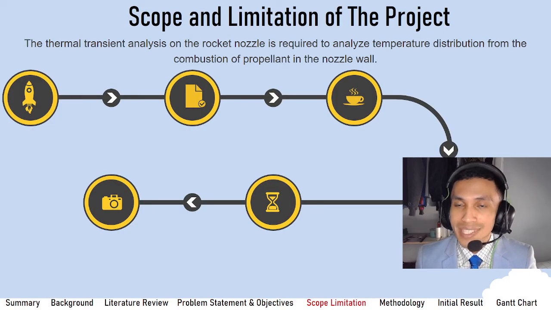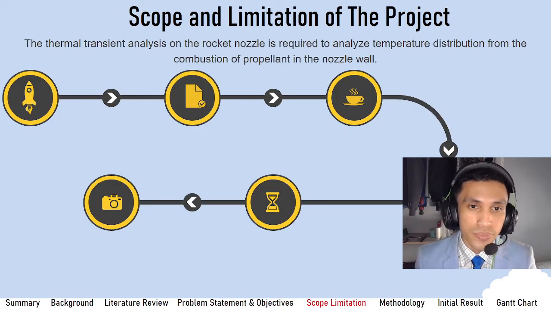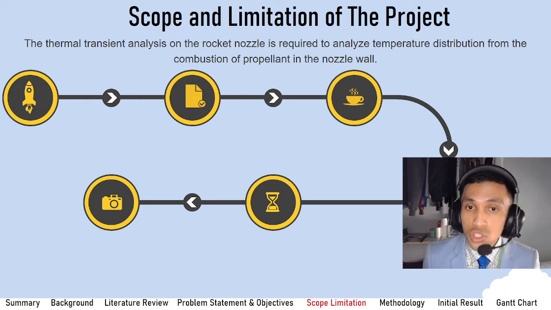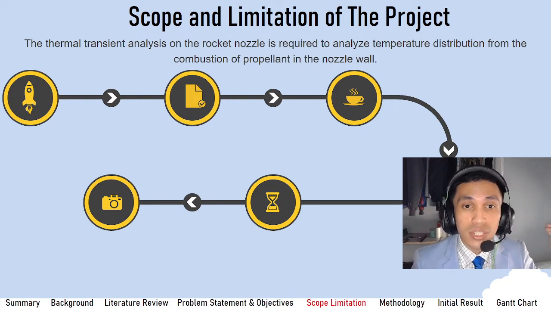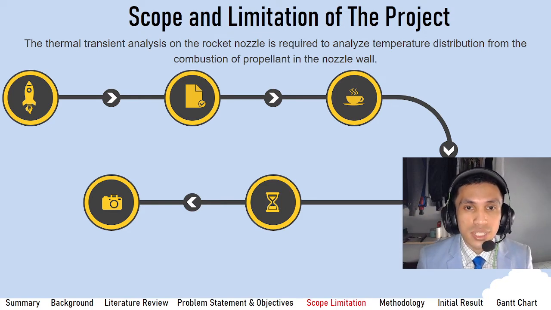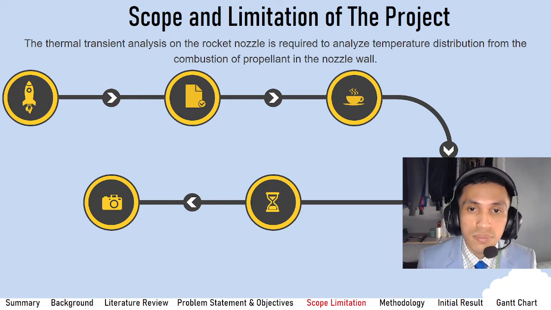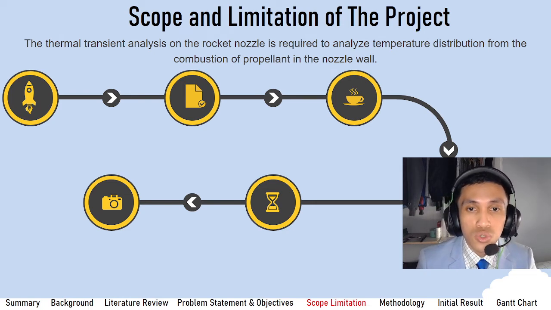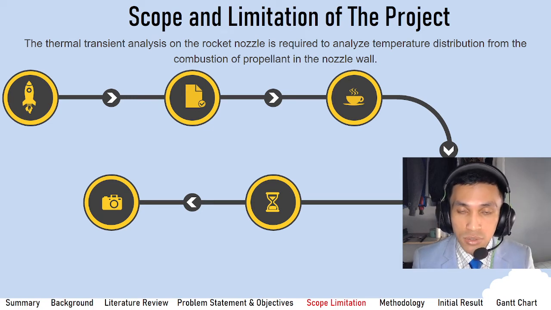Moving on to the scopes and the limitations of the project. All in all, the thermal transient analysis on the rocket nozzle is required to analyze temperature distribution from the combustion of propellant in the nozzle wall. The assumptions made for the analysis were that the heat is transported from the propellant combustion gas flow to the internal wall of the nozzle by convection and radiation, which is later conducted in the nozzle wall toward the outer layer, without taking into account the effect of convection from the nozzle's outer wall surface to the ambient air.